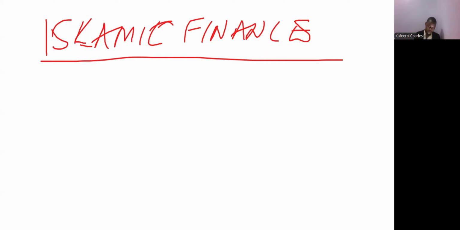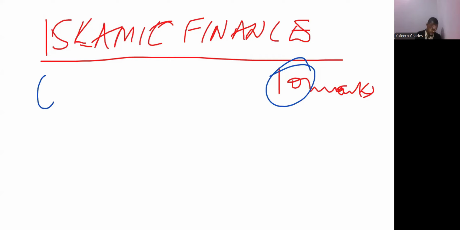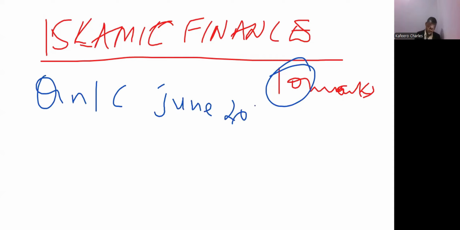And you can find a question that can take up to 10 marks. Just like the way, if you look at question 1, part C, June 2022, where the examiner tells us to discuss the benefits that a company would derive in using Islamic finance.